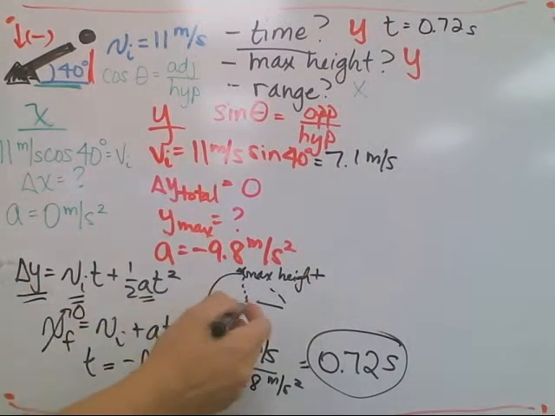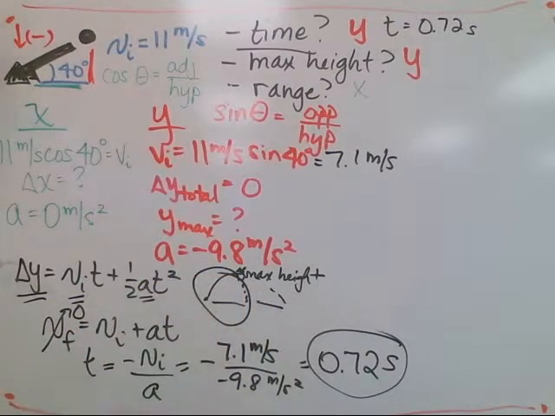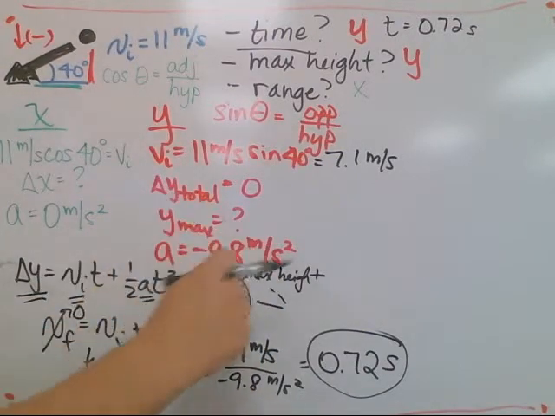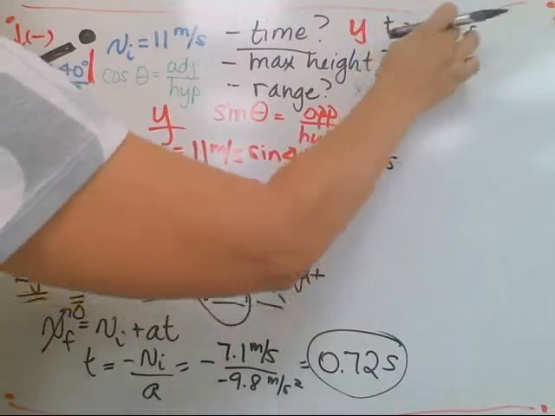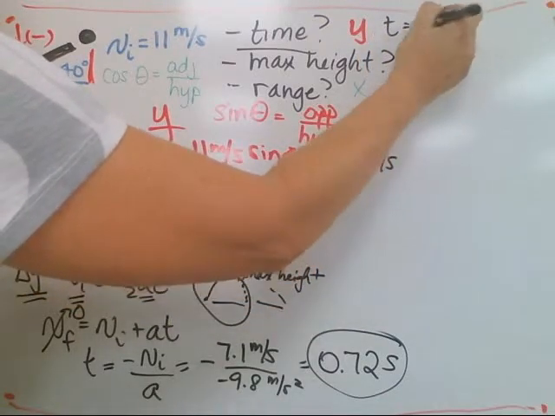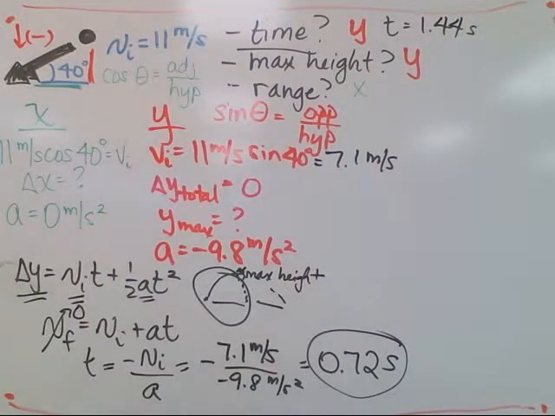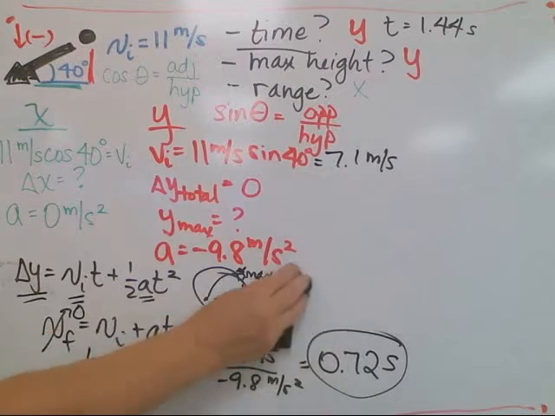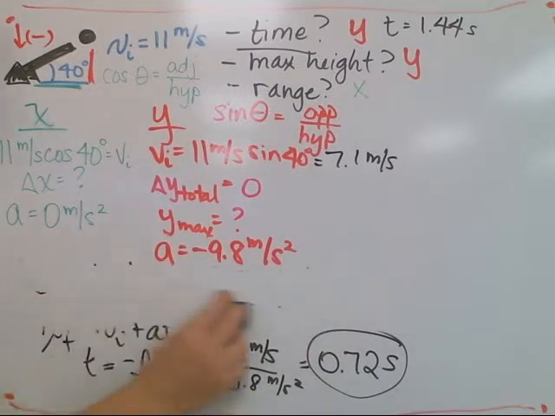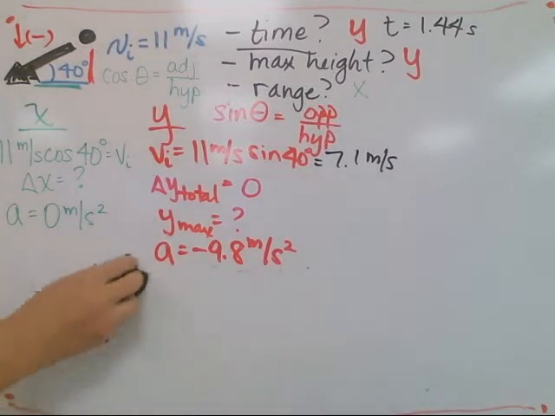Oh, wait a minute. Remember, this was just solving for the first half. So we actually have to multiply this by 2. And we get 1.44 seconds. Okay, so we do have our total time that it's in the air. I'm going to erase these calculations so that we have room for the next ones.